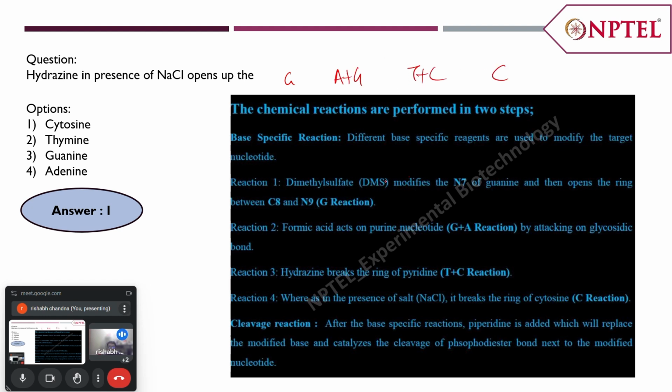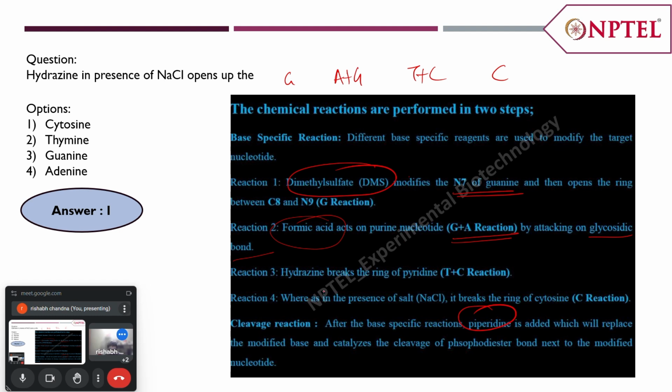So for the G reaction, we use only dimethyl sulfate, that is DMS. Okay, so that modifies the N7 of the guanine base, and that opens up the ring. Now this would allow the piperidine to cleave at that particular location. Similarly, when the G plus A reaction needs to be done, we use formic acid. So that basically attacks the glycosidic bond between the base and the sugar.